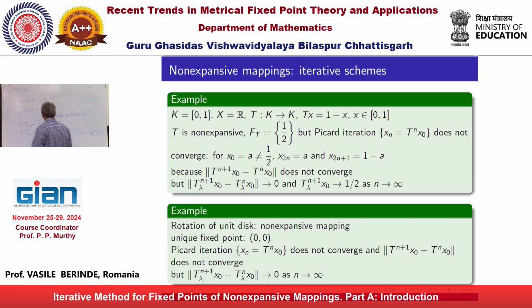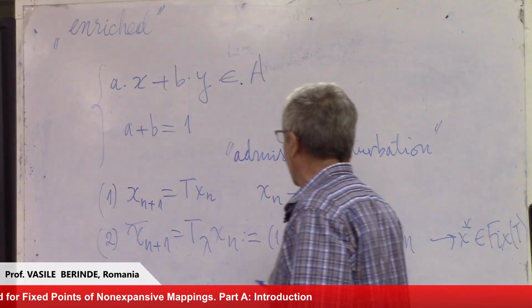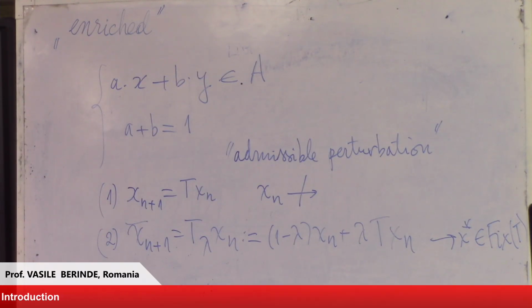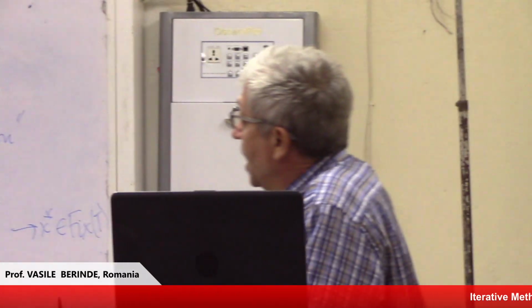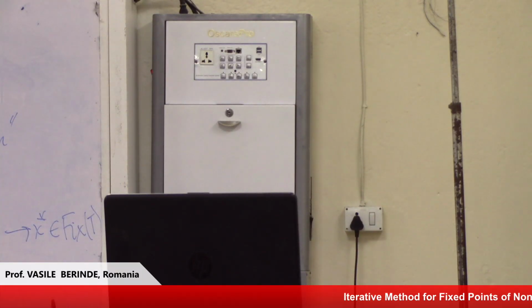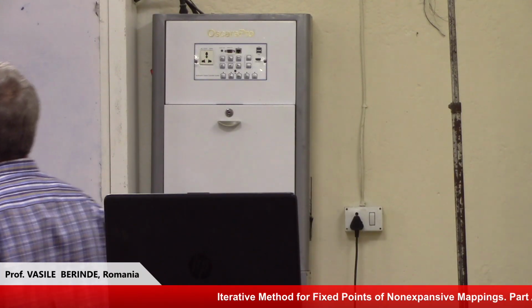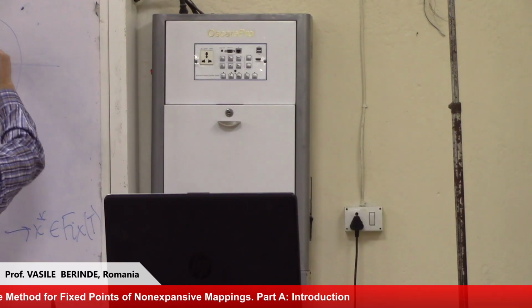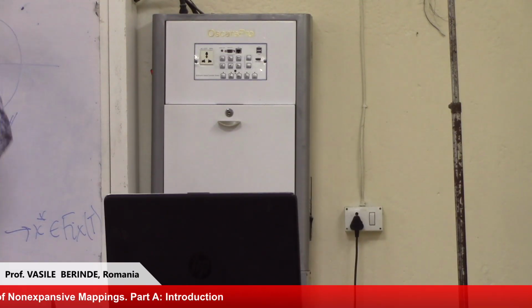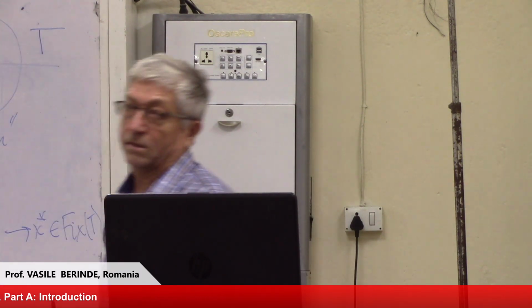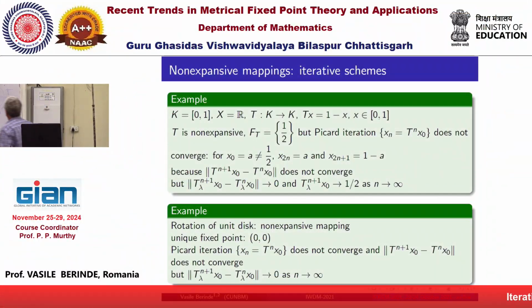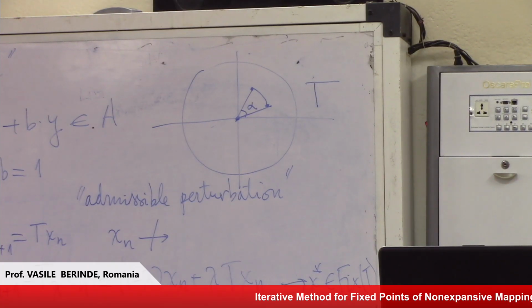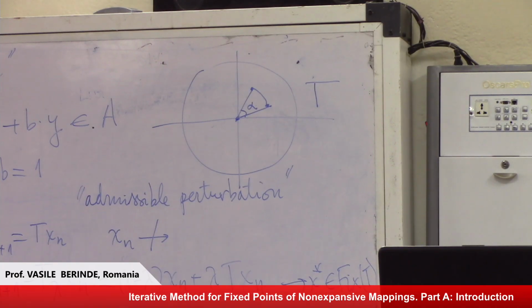Picard iteration does not converge, and what I call Krasnoselsky iteration, after Krasnoselsky, who I consider was the first one to do this significantly. We consider a very simple non-expansive mapping, the rotation of the unit disk. This means we have the unit disk, and rotation means we rotate with a certain angle. So this is the map T, rotation of the entire disk. The unique fixed point of this map is 0 because it remains fixed, and the others are not fixed points, and the Picard iteration associated to it does not converge.